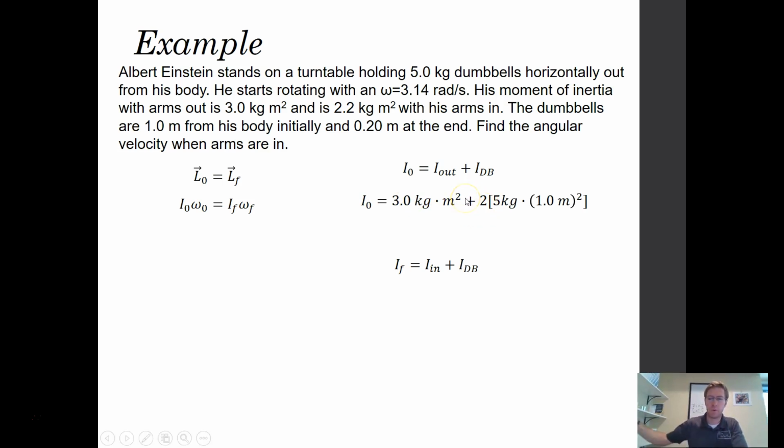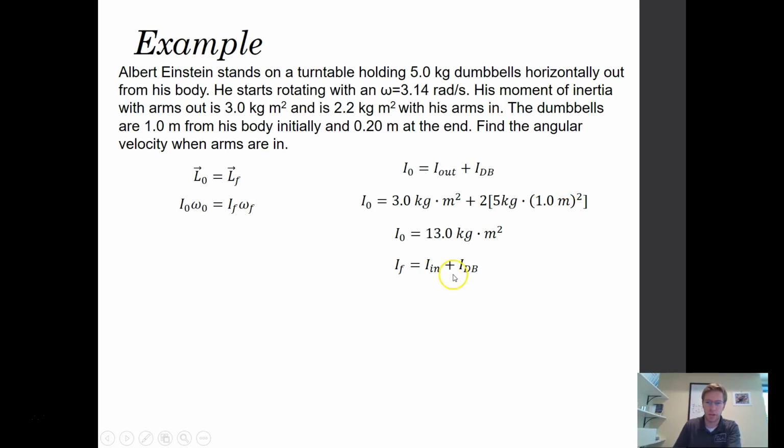And so for a point mass, the moment of inertia is mr squared, right? So you have m, 5 kilograms, times r, 1 meter, quantity squared, and there's two dumbbells, so I multiply it by 2. So 2 times 5 times 1 squared is 10, plus the 3 for his body gives us an initial moment of inertia of 13 kilograms times meter squared.